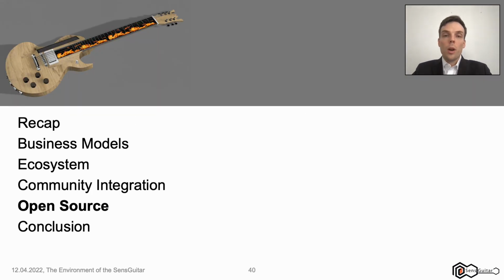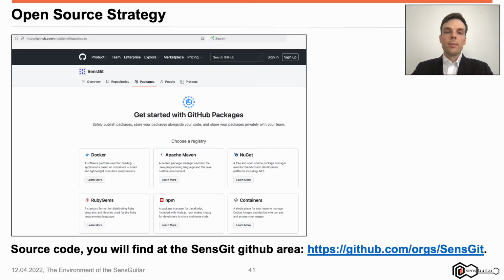For those who have a technically advanced understanding, let me deepen the open source strategy a bit. Source code we are going to release at the SensGit area at GitHub. So please feel invited to take a look at www.github.com/orgs/sensgit. Since each release takes time, and this is a great effort, we hope that the Kickstarter target goal is realized and you will enjoy the repository.